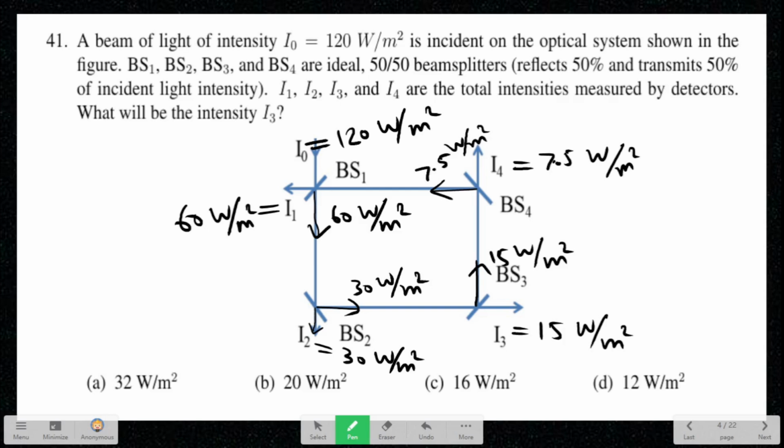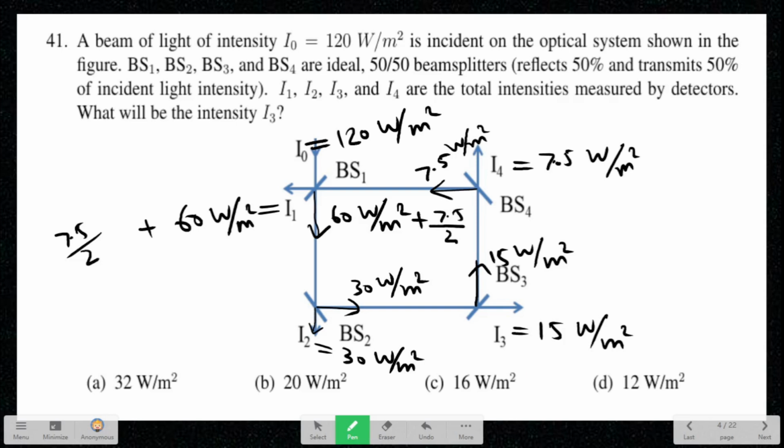Now after one cycle it again comes back to beam splitter 1. Now this 7.5, it again 50% is reflected, 50% is transmitted. So I1 is equal to 60 plus 7.5 by 2. And here also the transmitted part, the reflected part, it will add, so 60 plus 7.5 by 2.